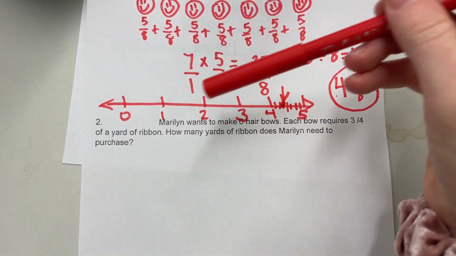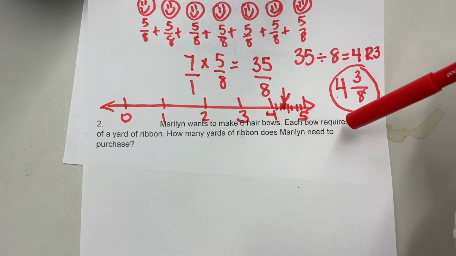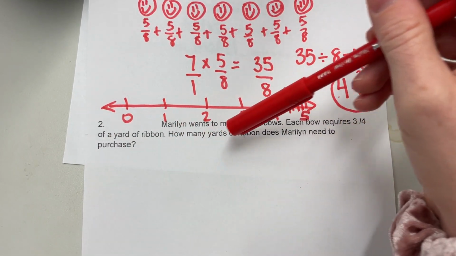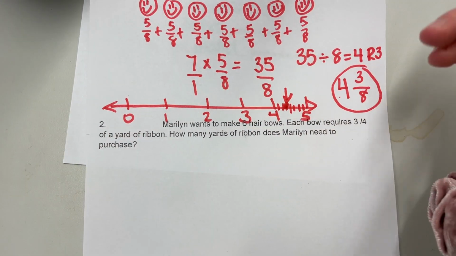Okay, question number 2. Marilyn wants to make 6 hair bows. Each hair bow requires 3/4 yard of ribbon. How many yards of ribbon does Marilyn need to purchase?